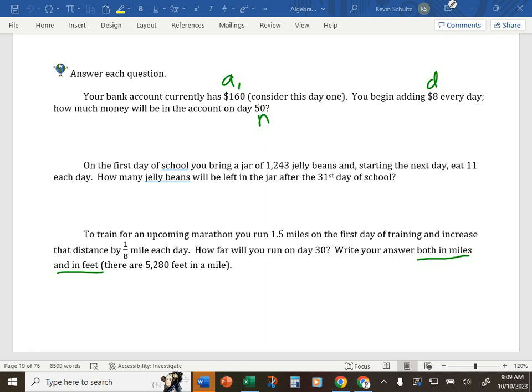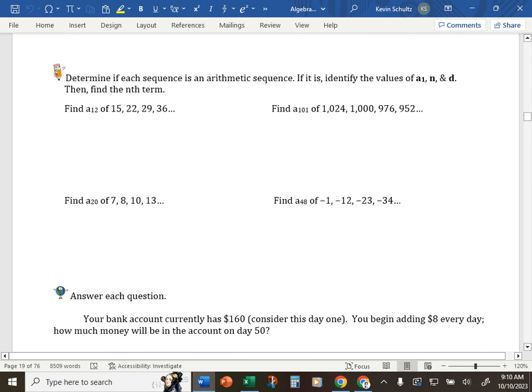Yes? Can you do one of the ones in the middle? Sure. Which one would you like? Sure, the first one. Okay. So it says find A12, and what variable does that 12 represent? It says find the 12th term. AN. Okay, AN. It's asking me for the 12th term. That means the number I plug in for N in the formula is going to be 12.